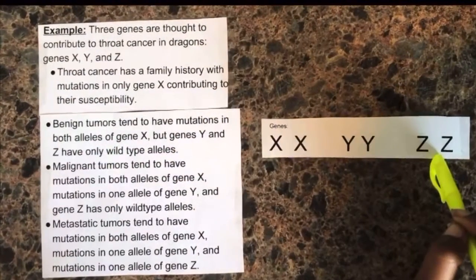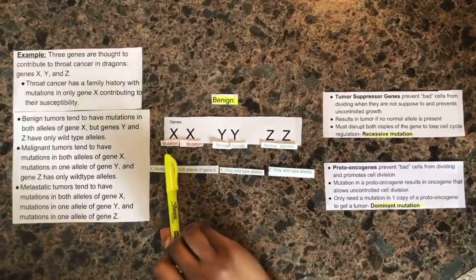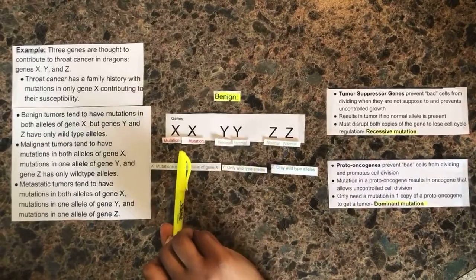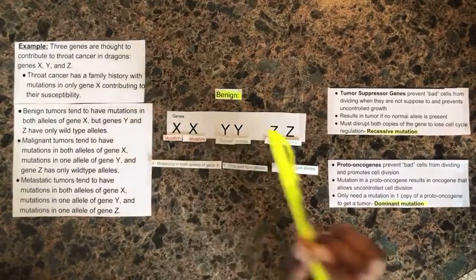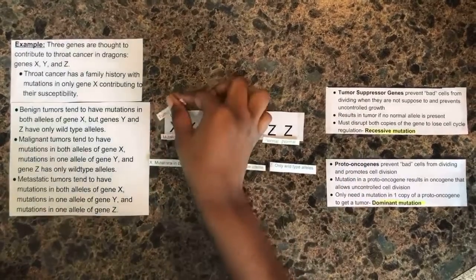Three genes, X, Y, and Z, contribute to throat cancers in dragons. In benign tumors, there tend to be mutations in both alleles of gene X, while genes Y and Z have wild-type alleles. We can see both alleles are disrupted in gene X. This means that we have a recessive mutation, and we can say that gene X is a tumor suppressor gene.